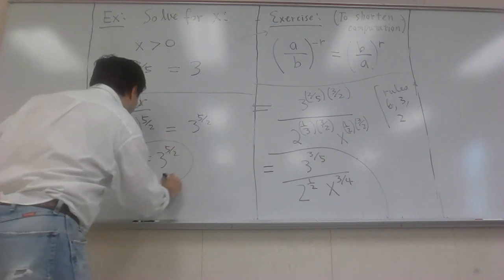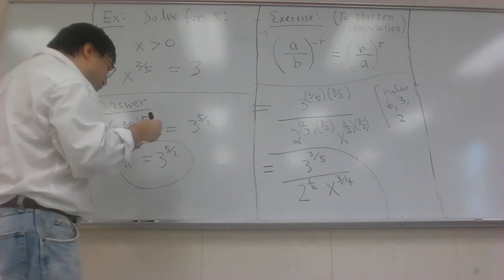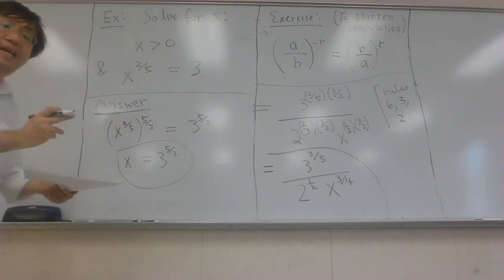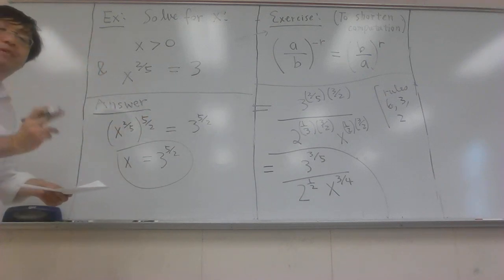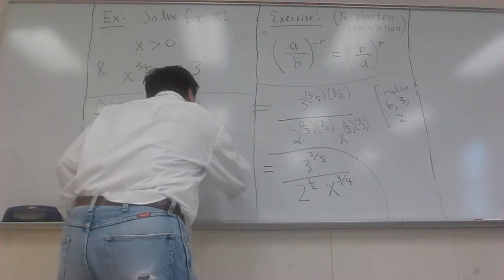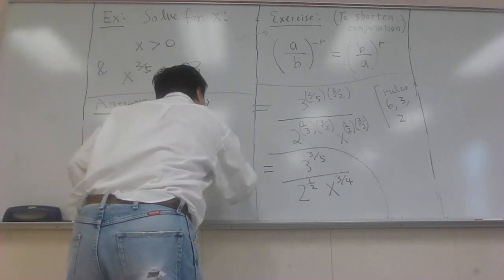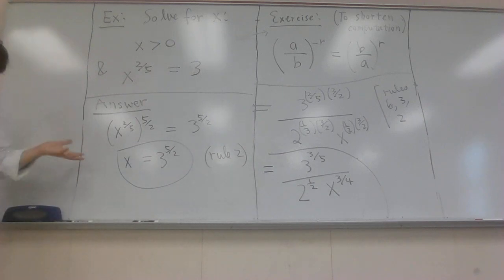And that's the answer. So we used the rule which said that repeated exponentiation is the same as multiplying the powers together. So this is rule 2. Okay, so that's the answer.